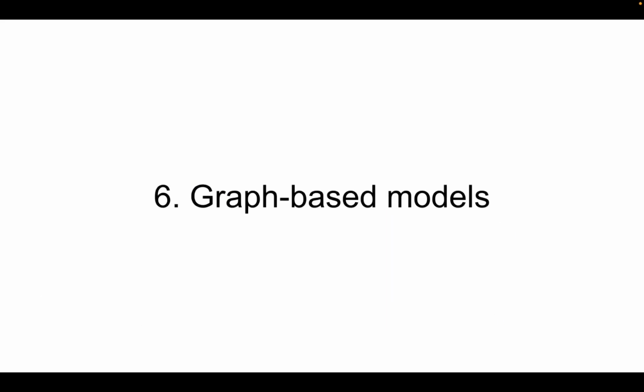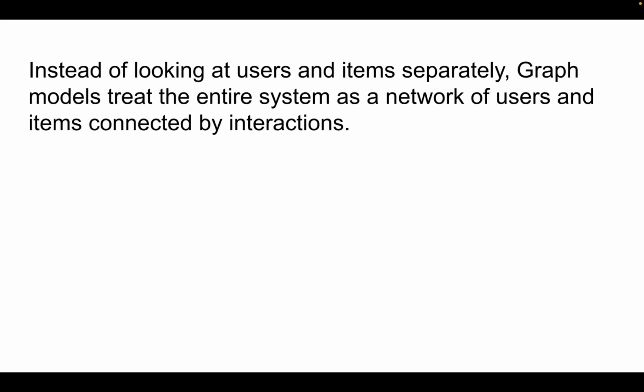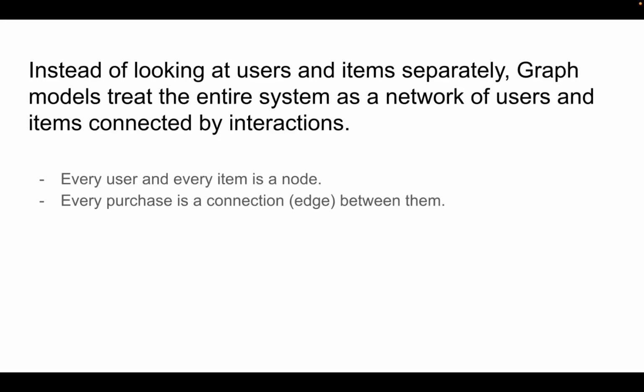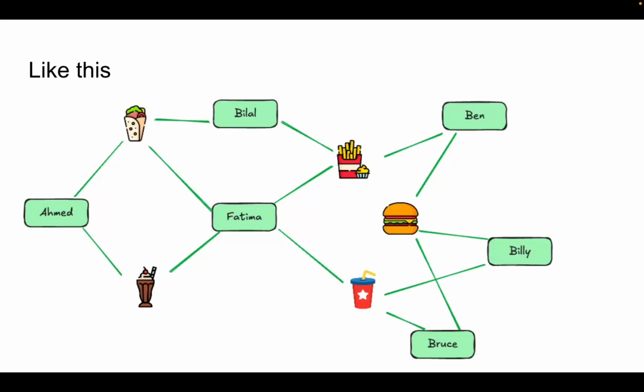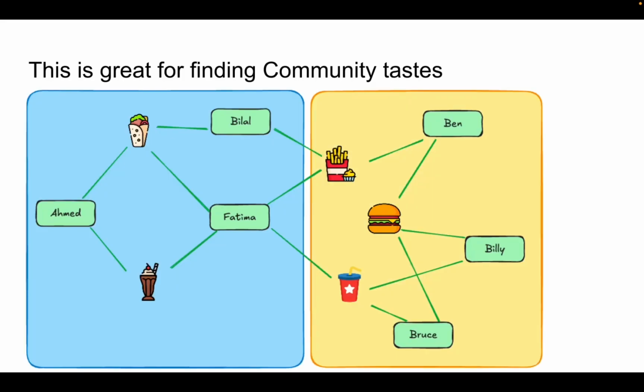Lastly, graph-based models. Instead of looking at users and items separately, graph models treat the entire system as a network of users and items connected by interactions. Every user and every item is a node. Every purchase is a connection or an edge between them. Then we spread signals across this graph to recommend new items. Like this. This is great for finding community tastes.